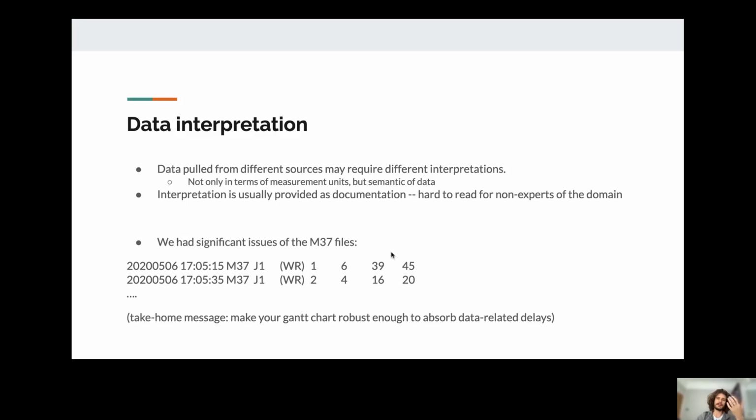This is having quite a significant impact, of course, on the way in which you interpret the data and on the way in which you create the initial state or validations. So the take-home message from here is nothing really too related to planning, but just make your Gantt chart robust enough to absorb data-related delays, because there will be some if you're dealing with real-world problems.